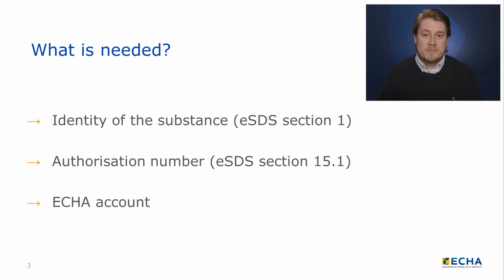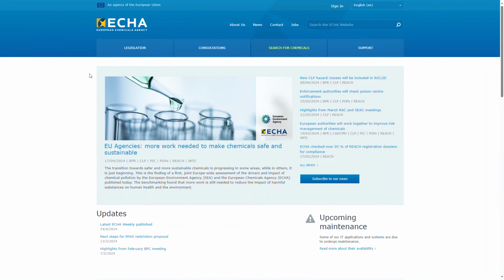To submit a downstream user notification of authorized uses, you need to know the identity of the substance and the authorization number. You can find these on the label of the substance and in the extended safety datasheet sections 1 and 15.1. If you cannot find them, contact your supplier. To access ECHA Cloud Services and submit a notification in ReachIT, you also need an ECHA account. Instructions for creating an account are in the video description. Next, I will show you how to create the notification using IUCLID in ECHA Cloud Services and how to submit it using ReachIT. Let's get started.